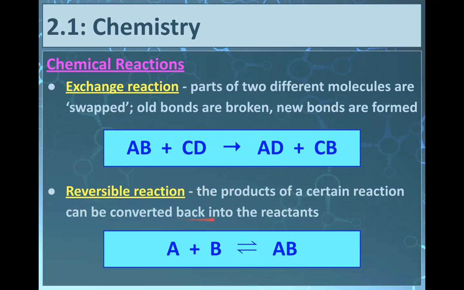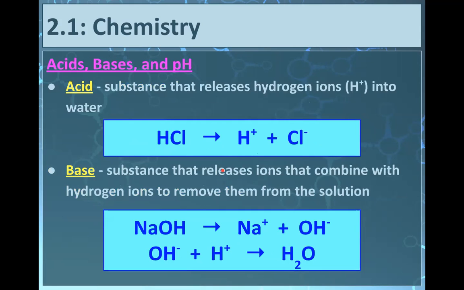A reversible reaction is going to be a reaction where, yes, it's going to go forward like what we saw before, but it can just as easily go backwards. An acid is going to be a substance that releases hydrogen ions into water. So basically, whenever hydrochloric acid is put into water, it breaks apart and releases the H plus. So it's going to produce a solution that has lots of H plus in it to be an acid.